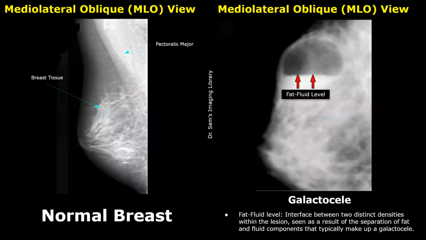A galactocele can also show a fat fluid level which will appear like this. The interface between two distinct densities within the lesion, seen as a result of separation of fat and fluid components that typically make up a galactocele. So you will have a lower density on one side, a darker area, and a slightly higher density on the other side. So this is a fat fluid level.